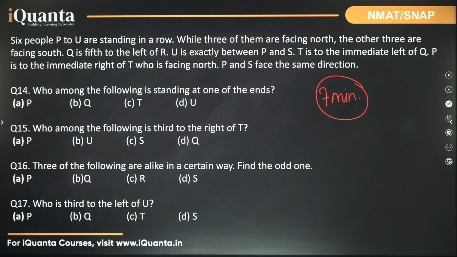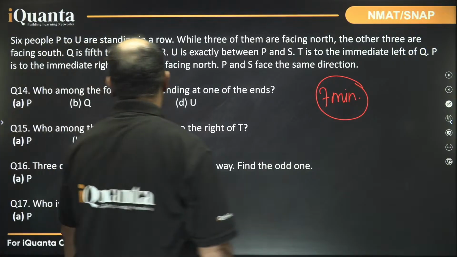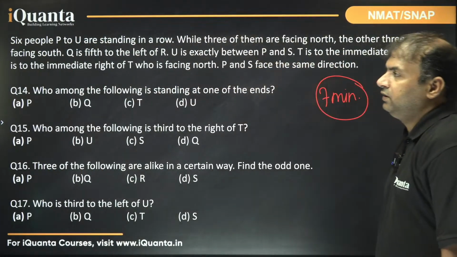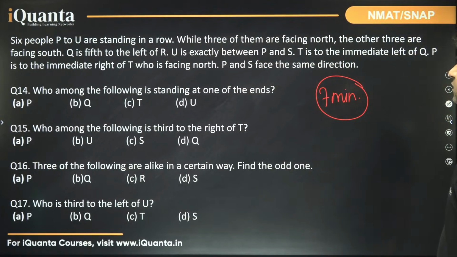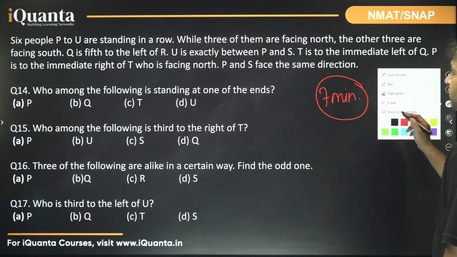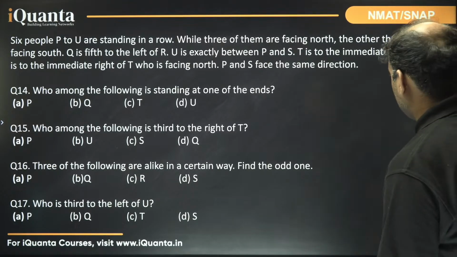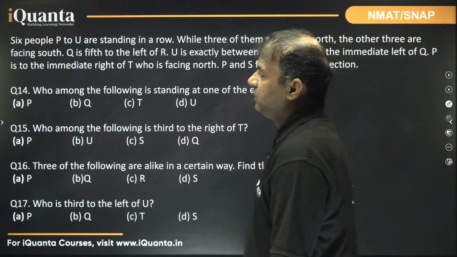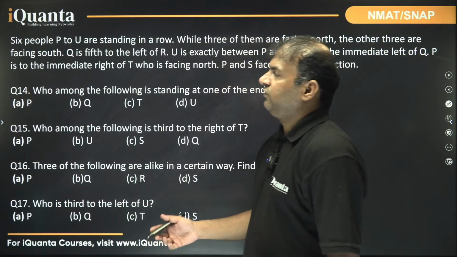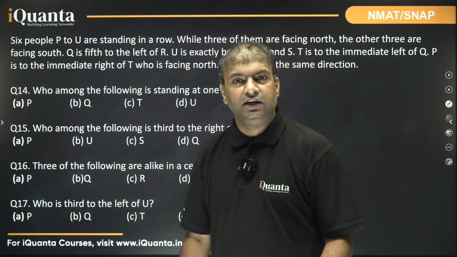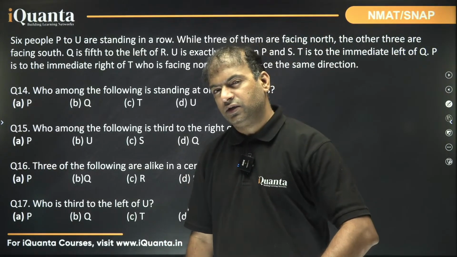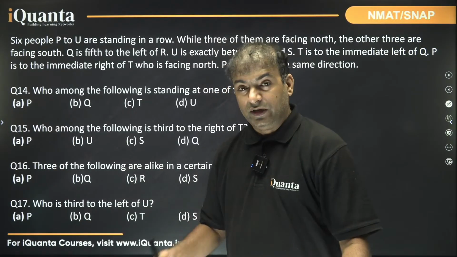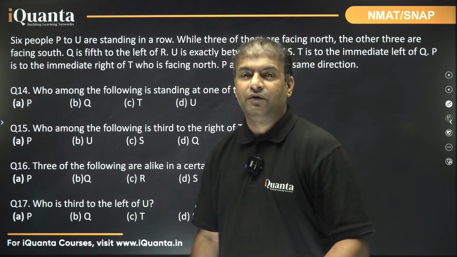All right, let's see what the question is saying. Let's read the whole information. They are saying that we have 6 people from P to U who are standing in a row, while 3 of them are facing north and the other 3 are facing south. So guys, in this set we have 6 people and they have mentioned that exactly 3 are facing north and exactly 3 are facing south, which they do not always mention.